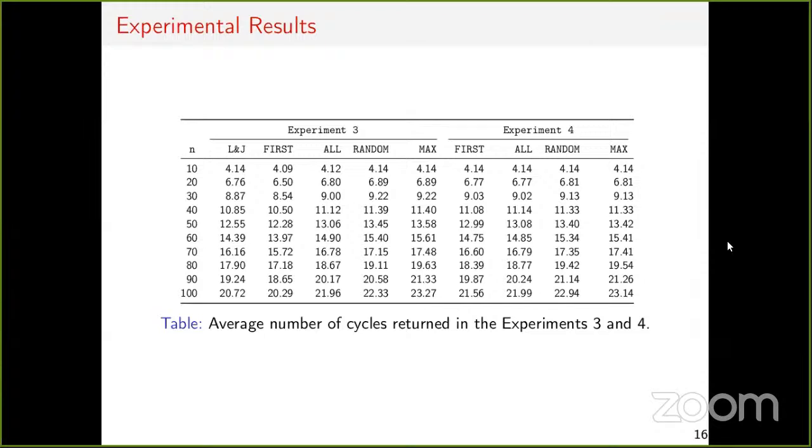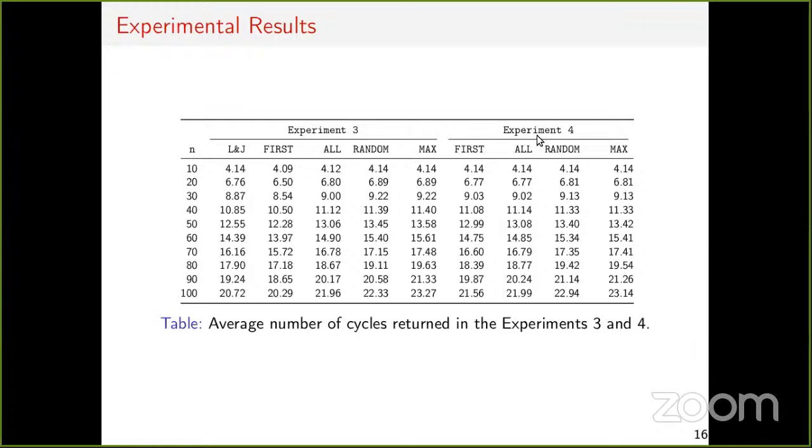On this other table, we show the average number of cycles returned in experiments 3 and 4. That is the experiments where the Taboo Search is running on top of the grid algorithms and of Lin-Jiang's algorithm. The results of experiment 3 are very similar to the results of experiments 1 and 2, where all the grid algorithms followed by the Taboo Search yield better results than those presented by Lin-Jiang's followed by the Taboo Search, and max continues being the better one among those.